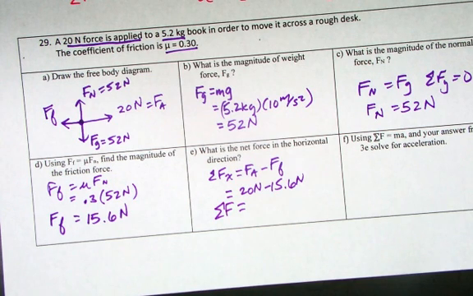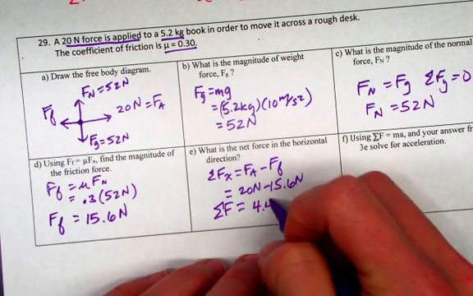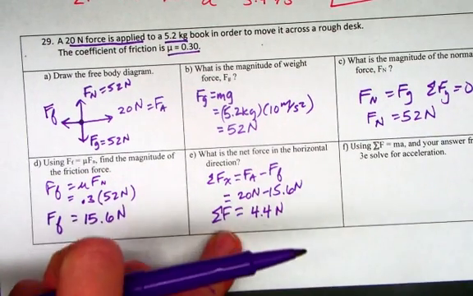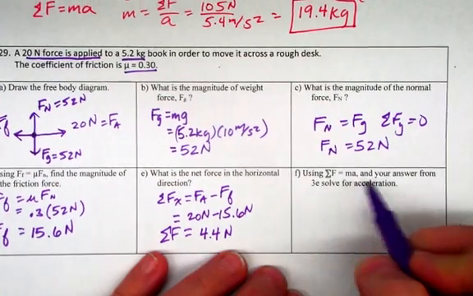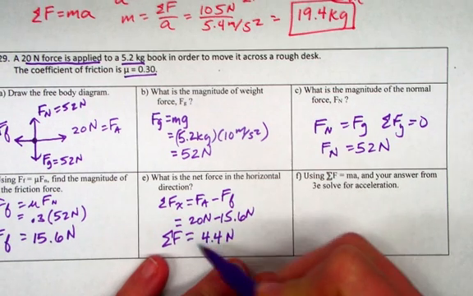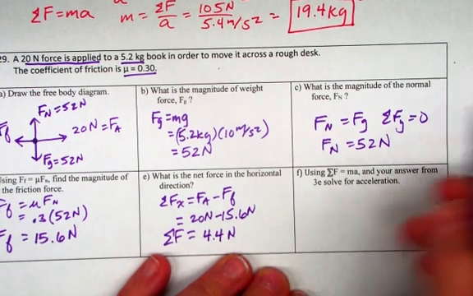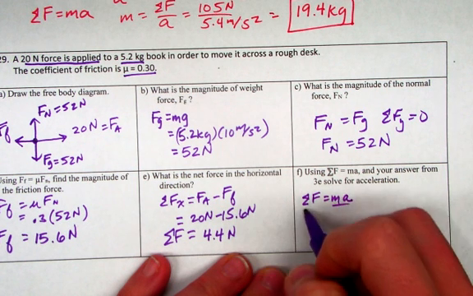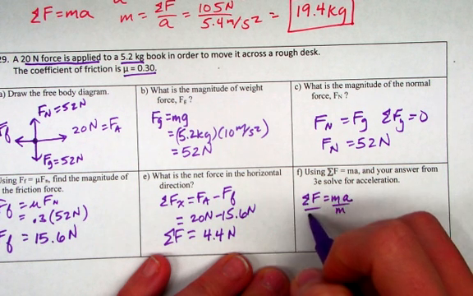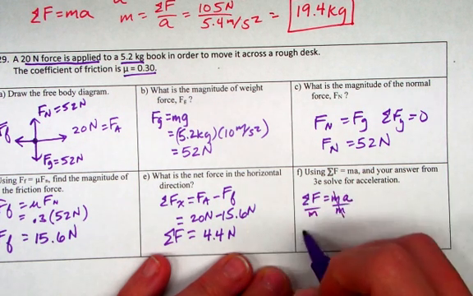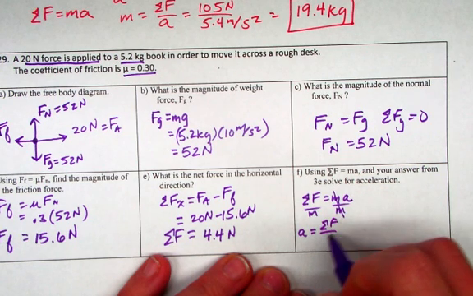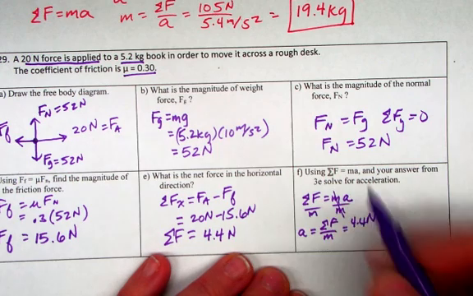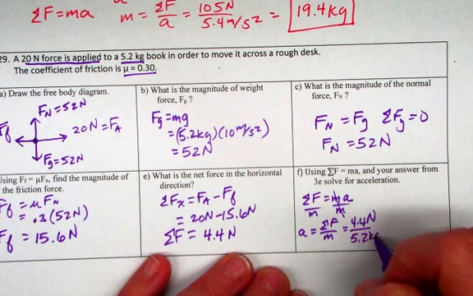Using net force equals mass times acceleration, and my answer here for net force, I'm going to solve for acceleration. If I divide both sides by the mass, acceleration is net force over mass, 4.4 newtons. They give us the mass is 5.2 kilograms. So the acceleration is 0.846 meters per second squared.